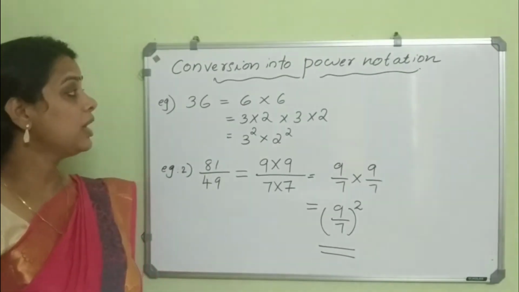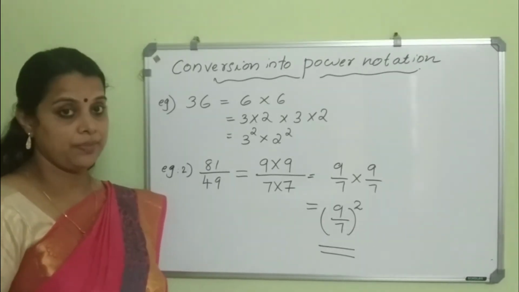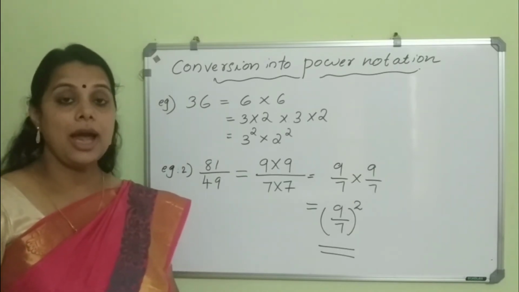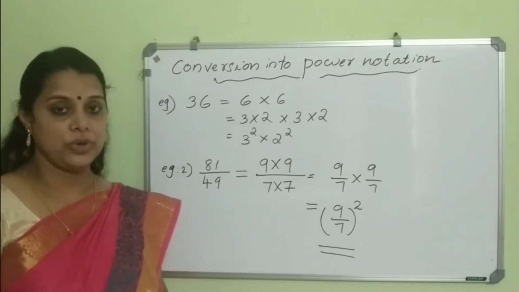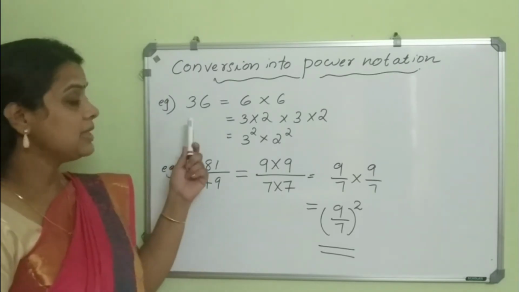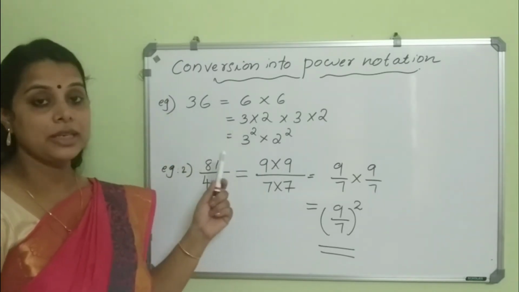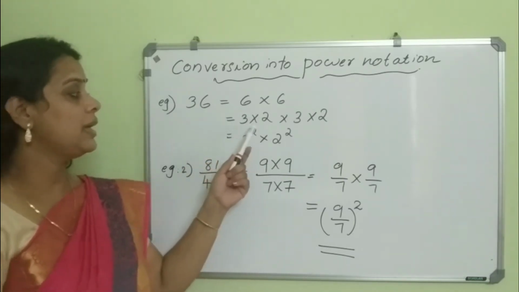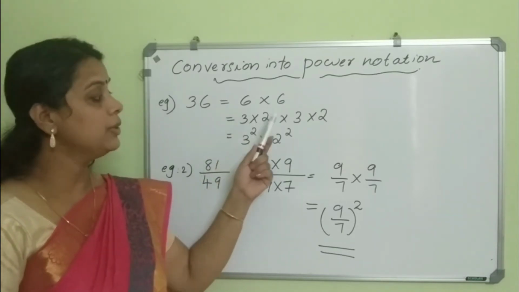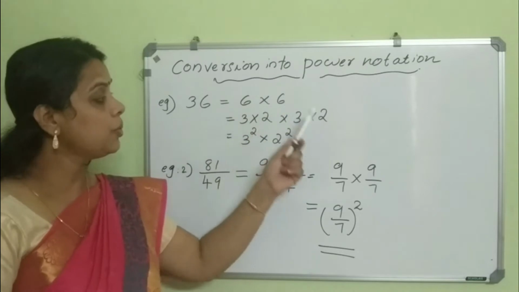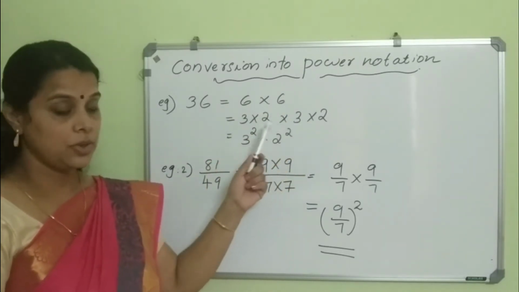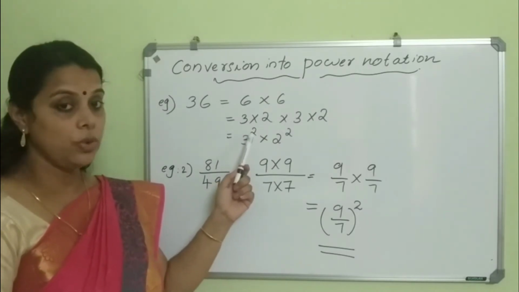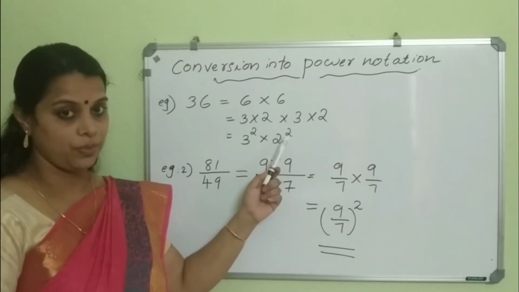Next is how to convert a number into power notation. So, we need to find the factors of the number and group the factors in power notation. For example, the number is 36. We need to find the factors of 36. 36 we can write as 6 into 6, right? So 6 also we can write as 3 into 2. So 3 into 2 into 3 into 2. So we can group the factors. 3 into 3 together, 2 into 2 together. So we can write 3 into 3 as 3 raised to the power 2, and 2 into 2 as 2 raised to the power 2.